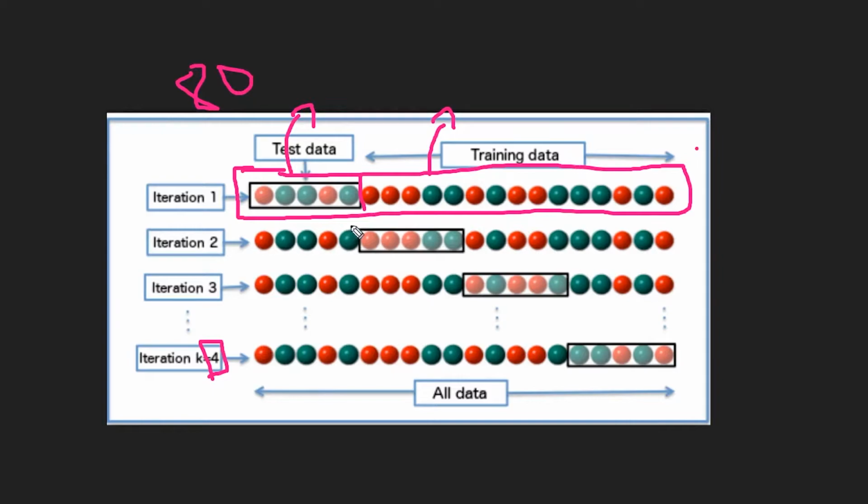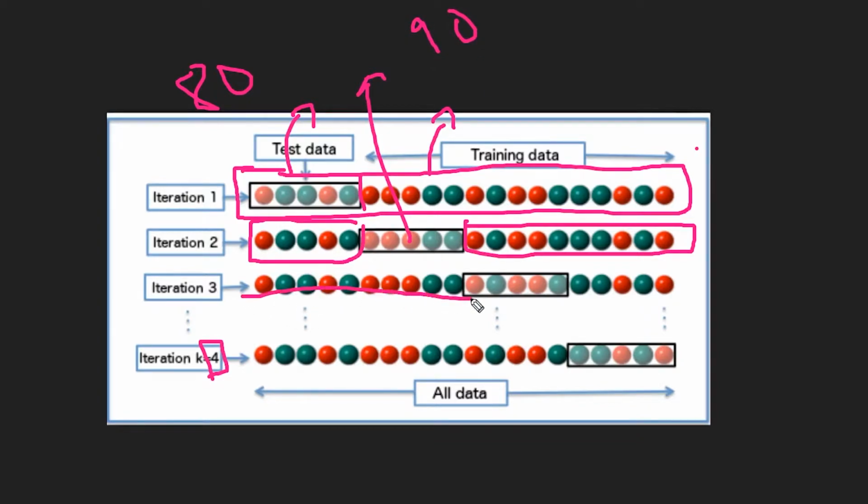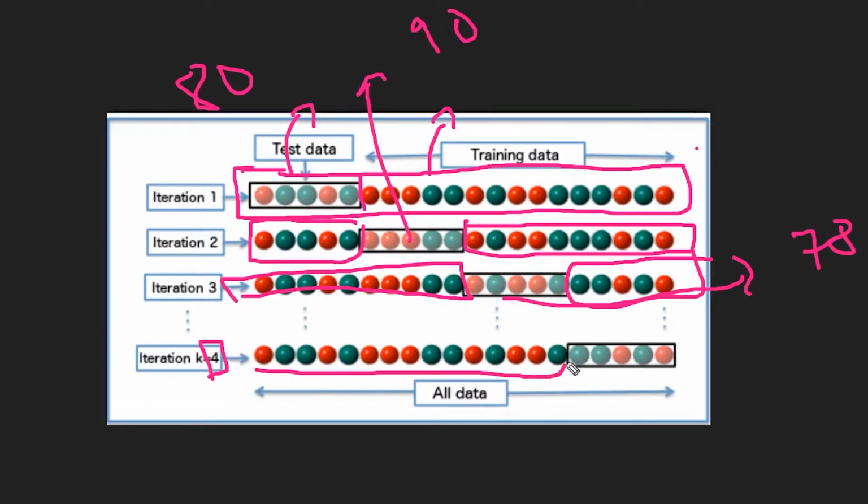Then it is going to take this part and this part into the training part, and this will be the testing part. Let's suppose this is giving an accuracy of 90%. Similarly, then we are doing this part and this part for the training, and this for the testing. Let's suppose this is giving us 78% accuracy, and the last, we have this part for the training and this part for the testing, and let's suppose it is also giving us 80% accuracy.